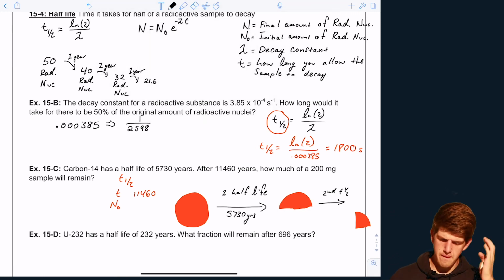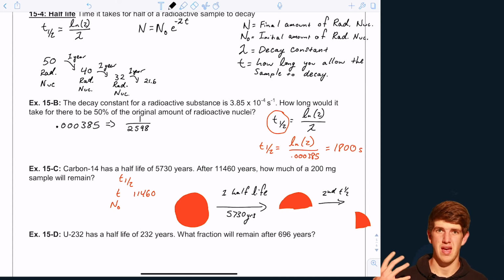So what am I trying to say? In simple terms, look at your time and see if that is just a multiple of your half-life. I'm given 11,460 years, and I know my half-life is 5,730 years. 11,460 is 2 times 5,730.